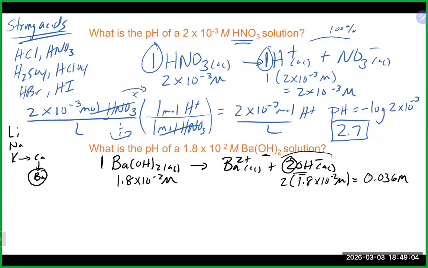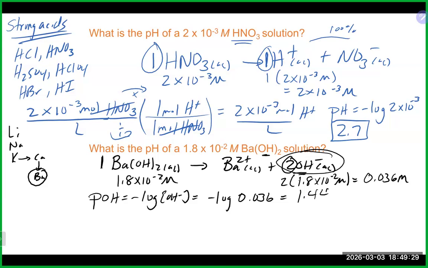Remember, though, that this is not the H plus concentration. This is the hydroxide concentration. That's going to get you a pOH that is minus the log of the OH, minus the log of 0.036. That's going to get us, I hit the right button, let's see. Gets us a 1.44.